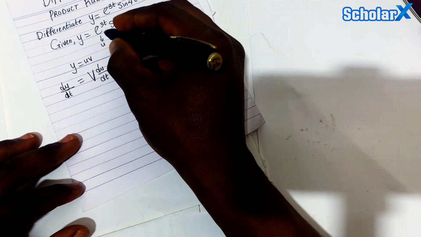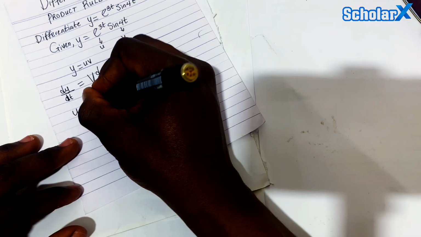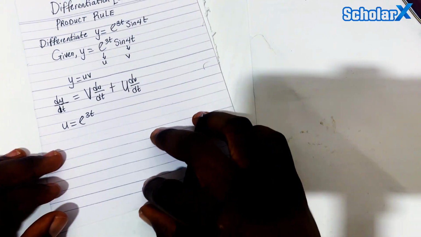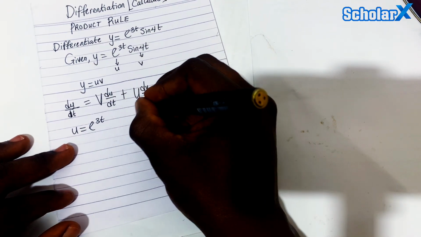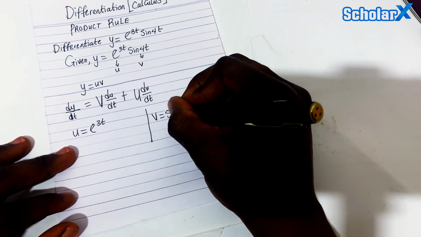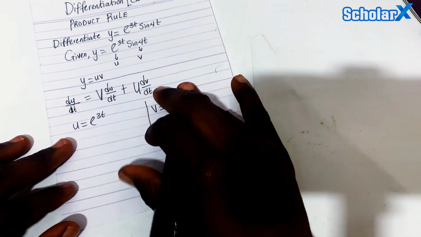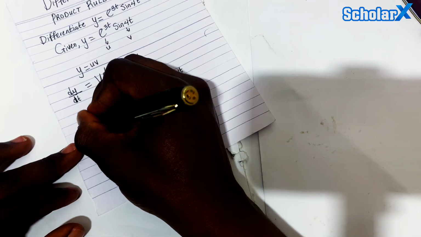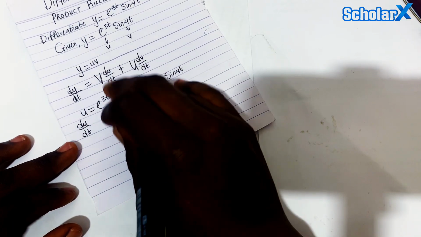So now we know that our u is equal to exponential 3t, and we also know that our v is equal to sine 4t. So we're going to differentiate this. So this is going to be du dt. We're differentiating u with respect to t.